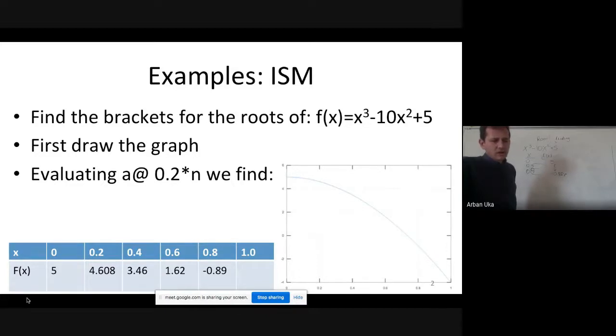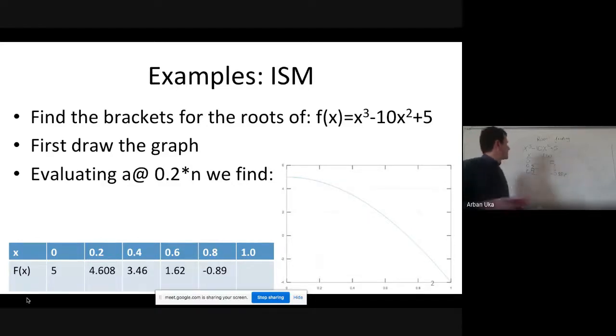So assume you are in a course, you need to find a root. You plot the graph, you see where the solution could be, where it's intersecting with the x-axis, and then you try to do the bracketing. And after the bracketing, after you define where the root can be, you start bracketing, dividing by 2 each time.